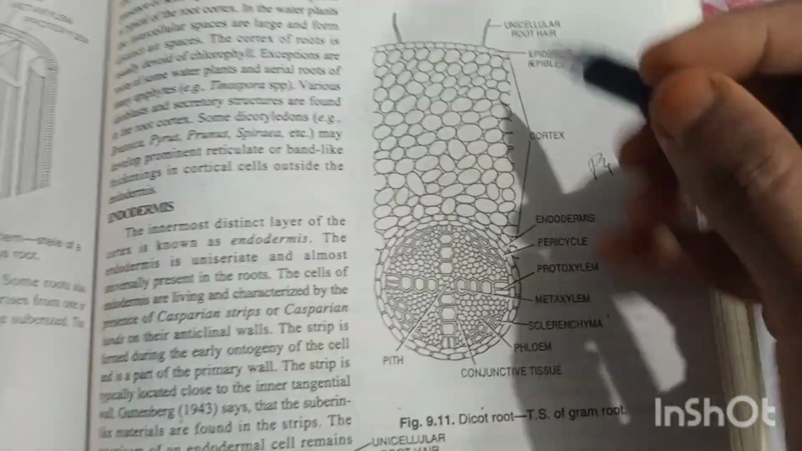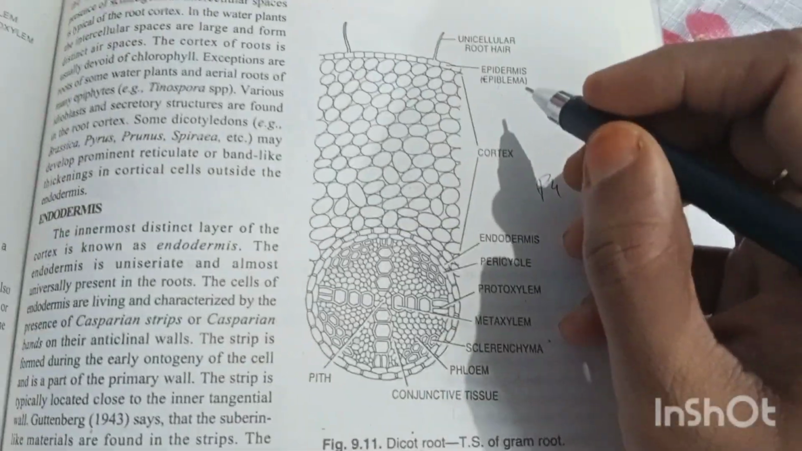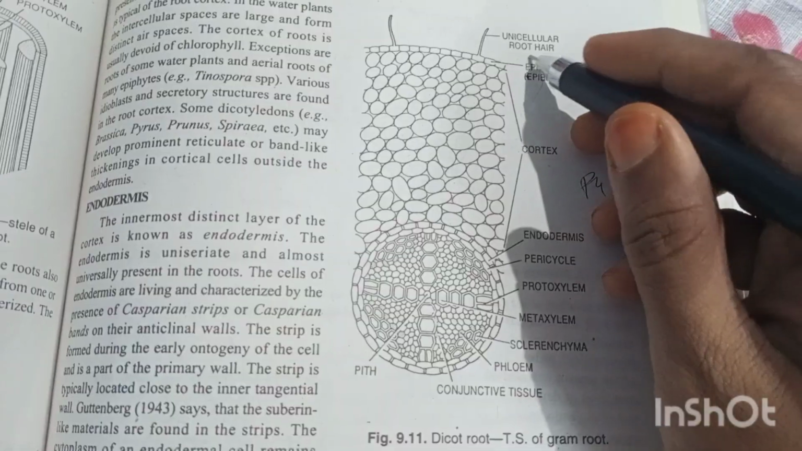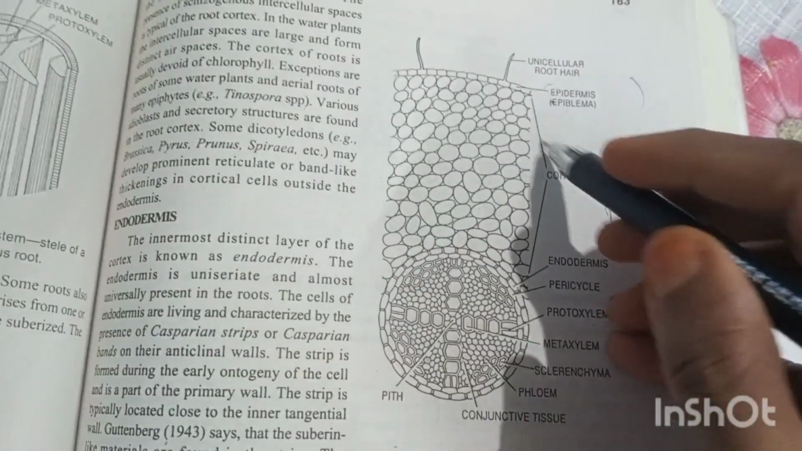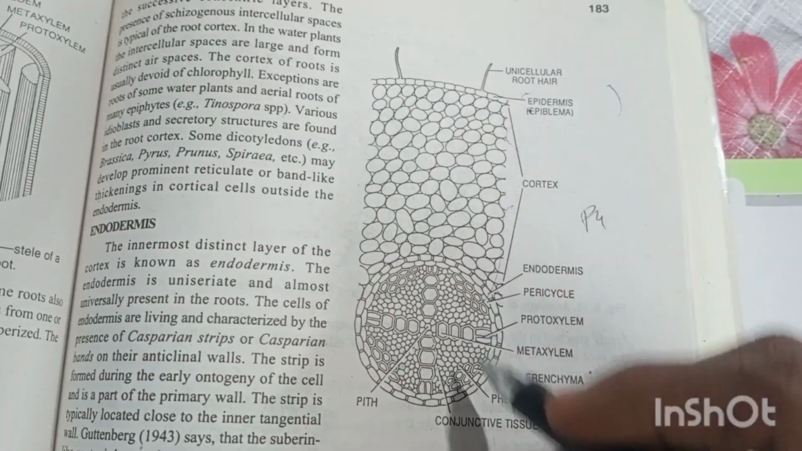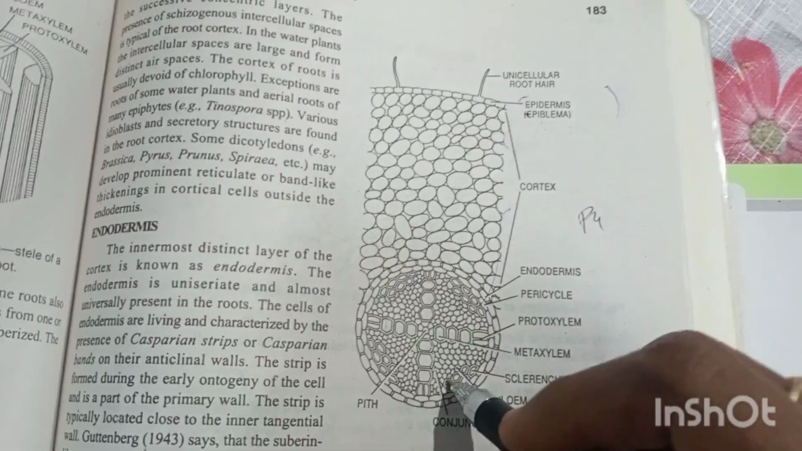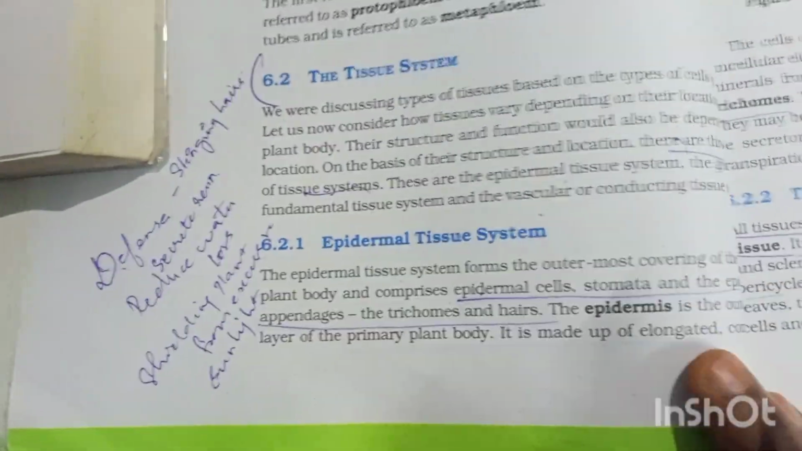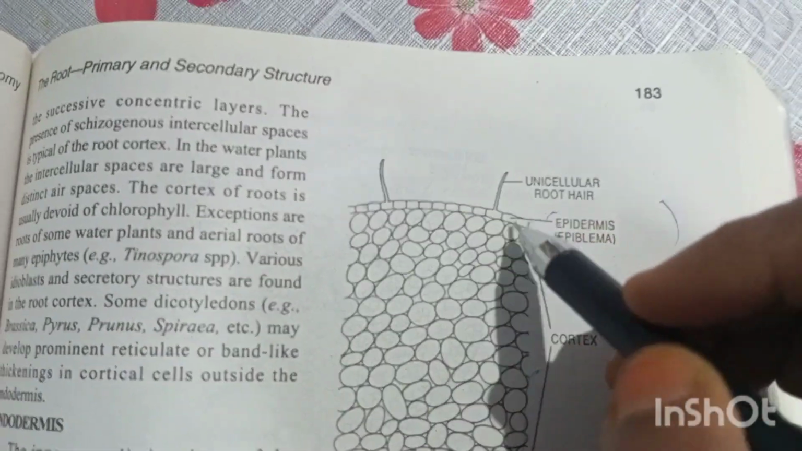So when you take anatomy of root, stem and leaf, you have three things. One is epidermal tissue system, and this is ground tissue system, and this is vascular tissue system. So let's discuss in detail about these things. So first thing is epidermal tissue system. So epidermis forms the outermost layer.